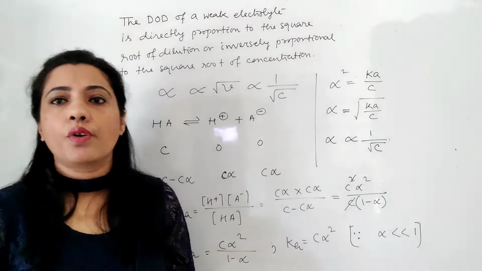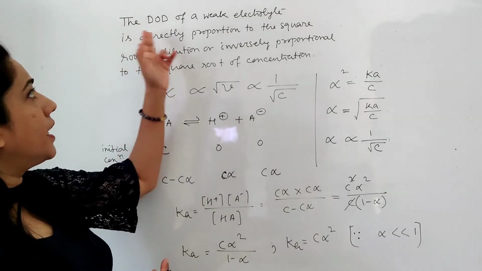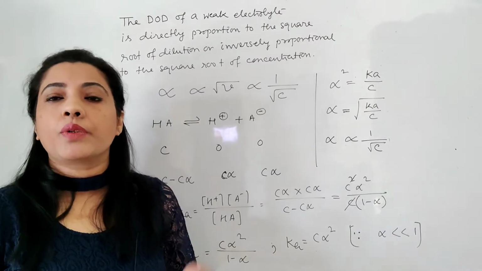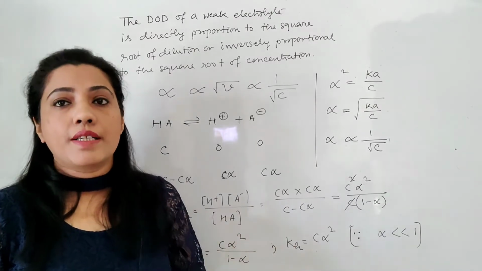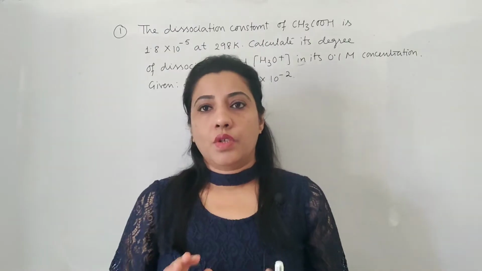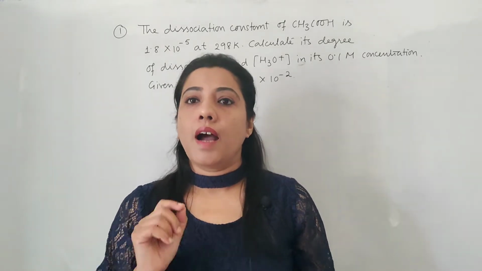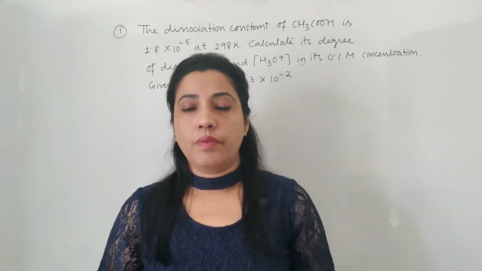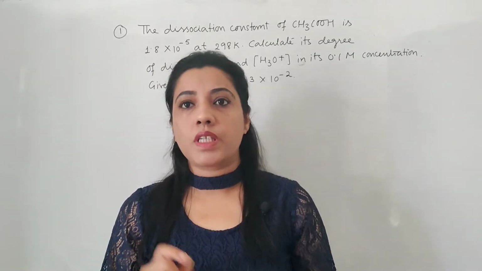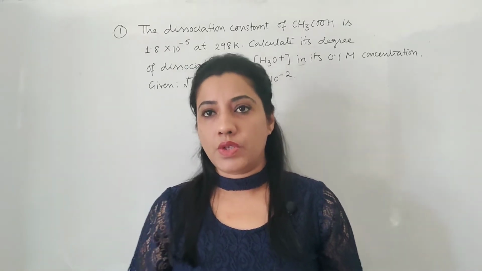So this is your Ostwald dilution law, which is stated as: the degree of dissociation of a weak electrolyte is directly proportional to the square root of dilution, or it is inversely proportional to the square root of concentration. So far, we learned the topic of degree of dissociation, ionization constant of an acid, which is denoted by Ka, and ionization constant of a base, which is denoted by Kb. Now let us solve some numericals based on these topics.